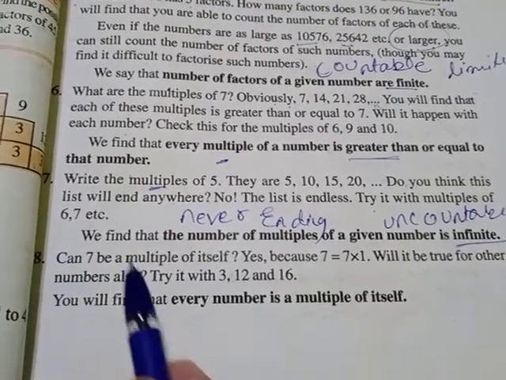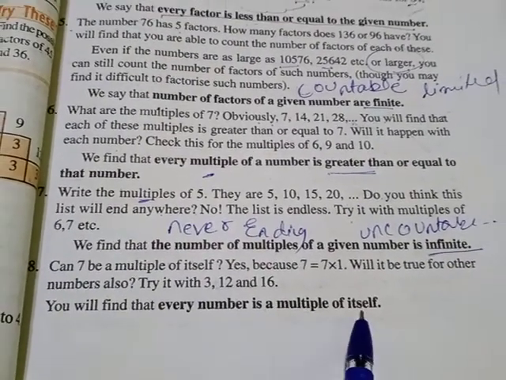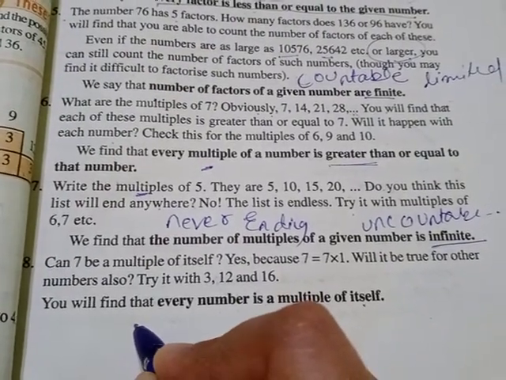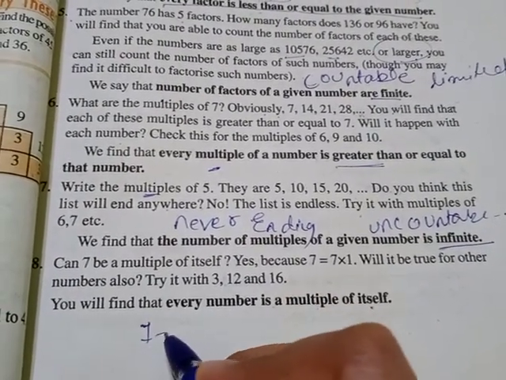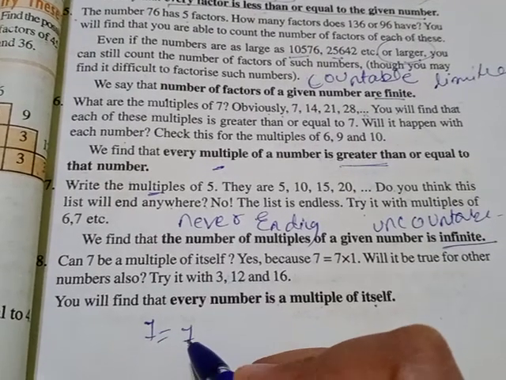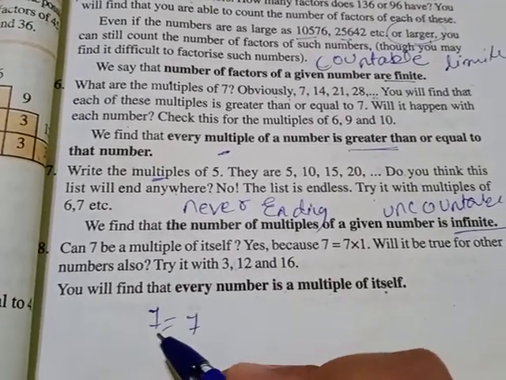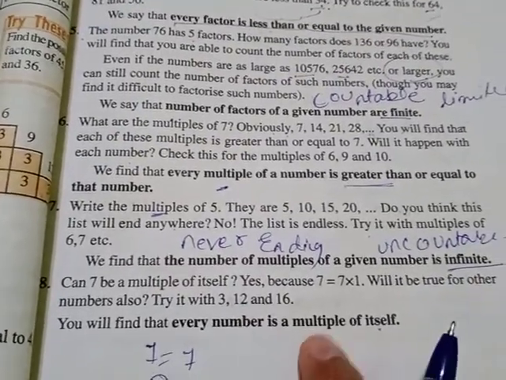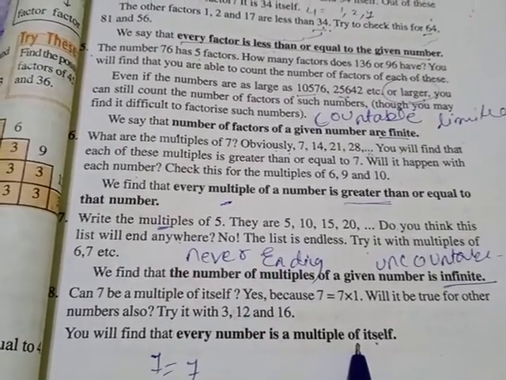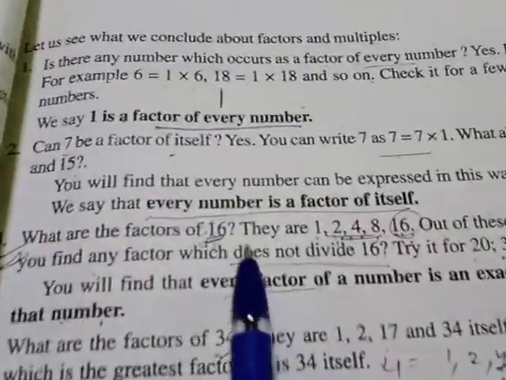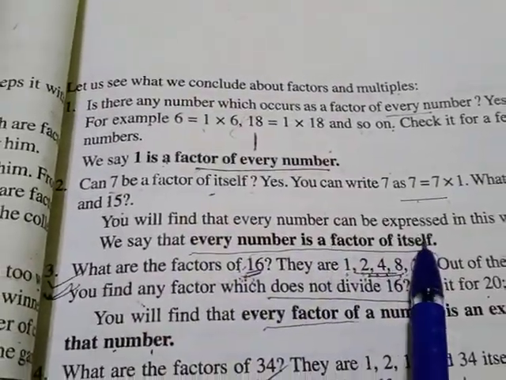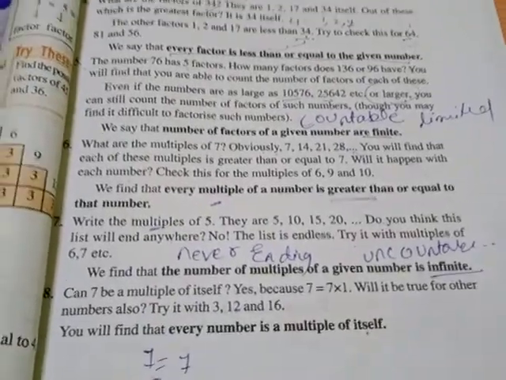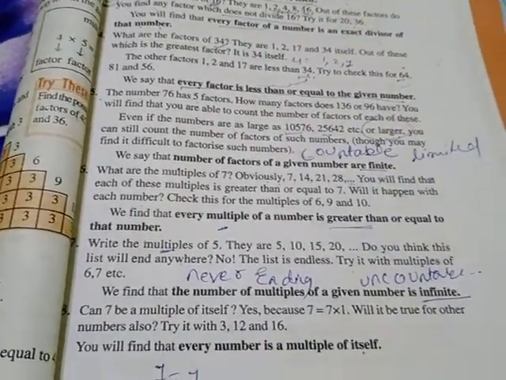Then point number 8, every number is a multiple of itself. Very simple. If asked to write the multiples of 7, you will start counting from 7 only, right? So it is clear here itself that 7 will be a multiple of 7 also. This point, that every number is a multiple of itself, and the earlier one, every number is a factor of itself, are the two similar points. Got it clear? This is the similarity between factors and multiples.